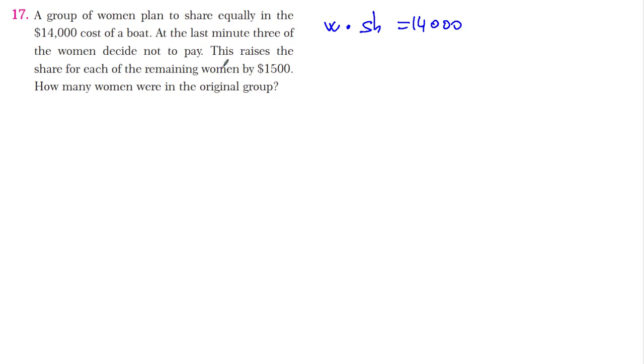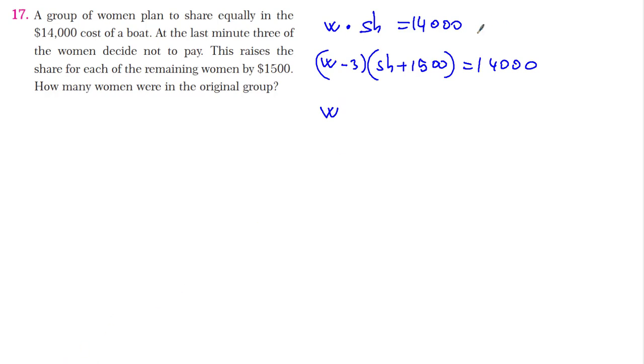Now, at the last minute, 3 of the women decide to not pay, so they won't get on the boat. This raises the share for each remaining woman by $1,500. The number of women decreased from W to W minus 3. That means the share increased from SH to SH plus 1,500. And of course, the cost for the boat remained the same. Now, this is a quadratic equation. In case this SH confuses you, you can write S there.